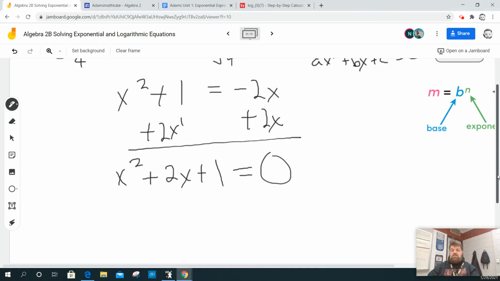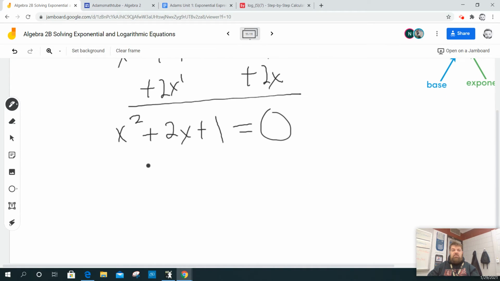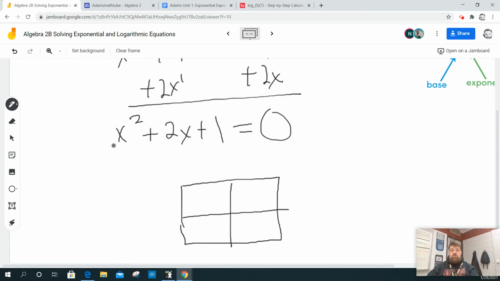And then the next thing I want to do is factor this to solve for x. And we're going to get two answers, and one of them will work, and one of them we can't use. All right, so we'll talk about that as well. So I'm going to just use the simple guess and check method. I'm going to take my first term, which is x squared, and put it right here. I'm going to take my last term, which is a positive 1, and put it here.